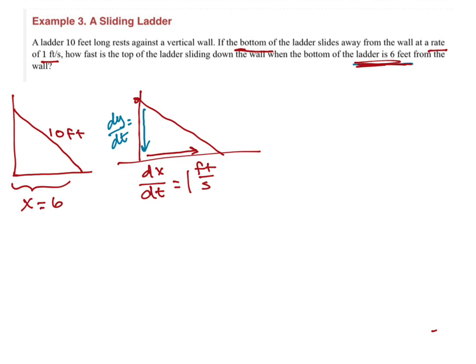Okay. So the ladder slides away from the wall at a rate of 1 foot per second. How fast is the top of the ladder sliding down the wall when the bottom of the ladder is 6 feet? We've got it going on here. What do we not know?